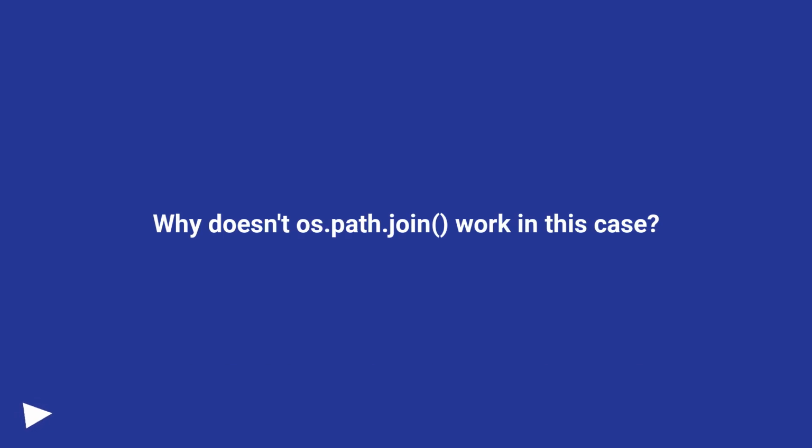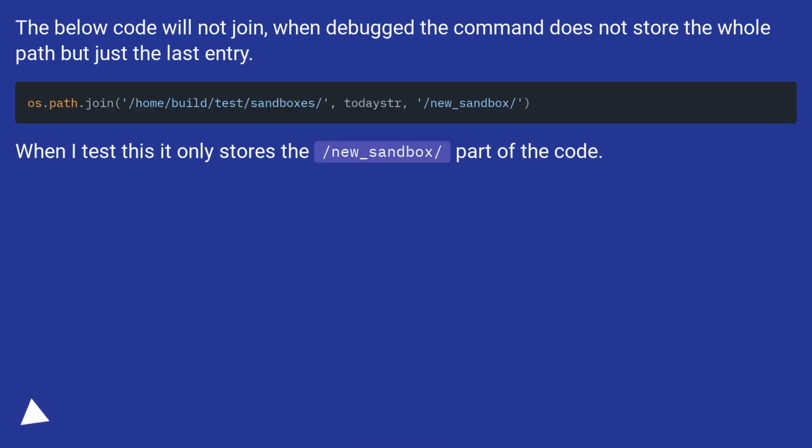Why doesn't os.path.join work in this case? The below code will not join. When debugged, the command does not store the whole path but just the last entry. When I test this, it only stores the /new_sandbox/ part of the code.